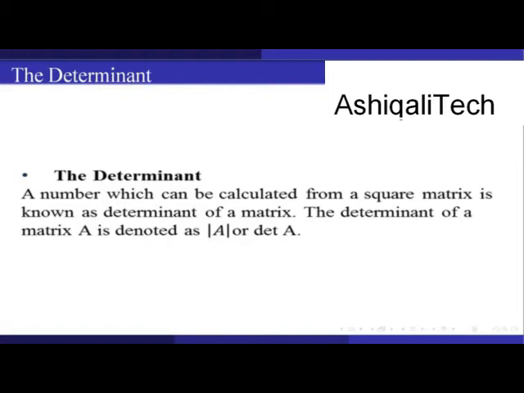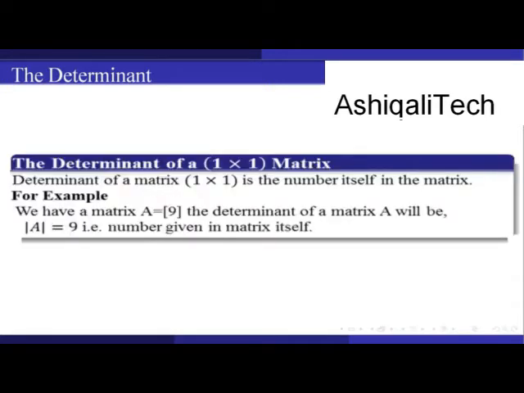A number obtained from a square matrix is known as the determinant of a matrix. The determinant of a matrix A is denoted as |A| or det(A). The determinant of a 1 by 1 matrix is the number itself in the matrix. For example, we have the matrix A equal to 9, which is a 1 by 1 matrix. So the determinant of the matrix A, |A|, is equal to 9, the number given in the matrix itself.